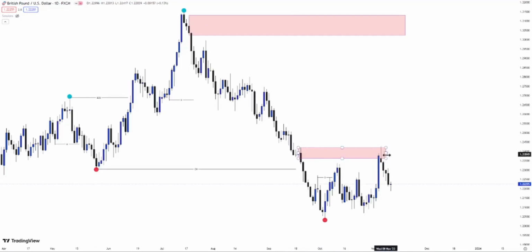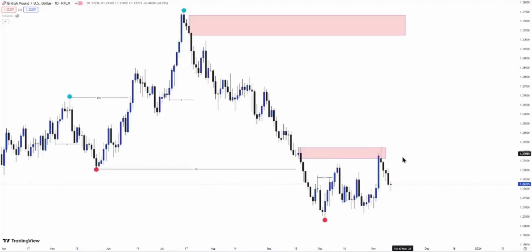Now, some of you guys may be worried: is this POI still valid, seeing that it has wicked above it? Well, because it has not closed above this point of interest, this is still valid. Your POI here is still valid. And now when price tapped on that POI, it reacted and started coming down.